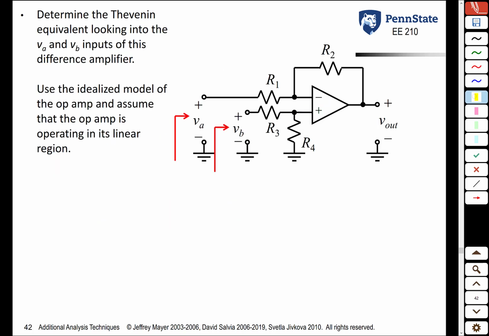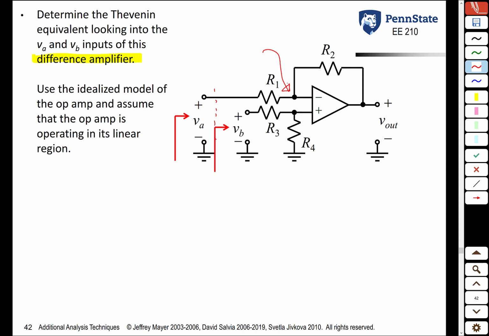So now let's look at a difference amplifier. So now we have two different inputs, VA and VB. So first we want to see what the Thevenin equivalent circuit is looking from the point of view of VA. So this is similar to the inverting amplifier. We first have to find the voltage here, and from there we can immediately see what the VA input sees.